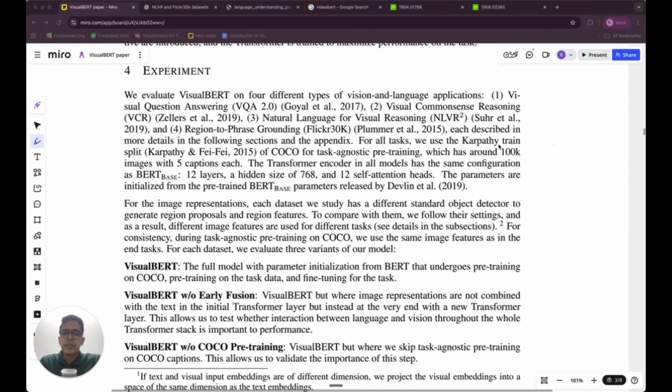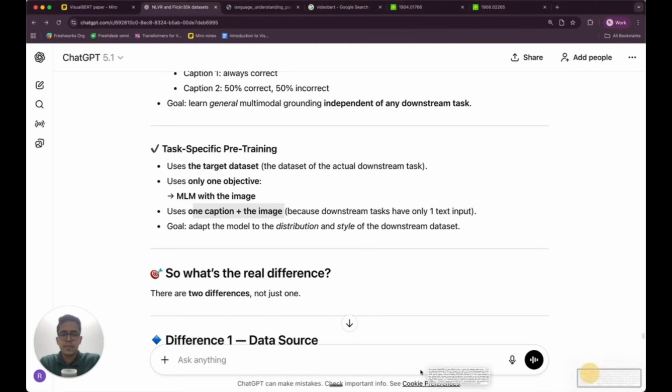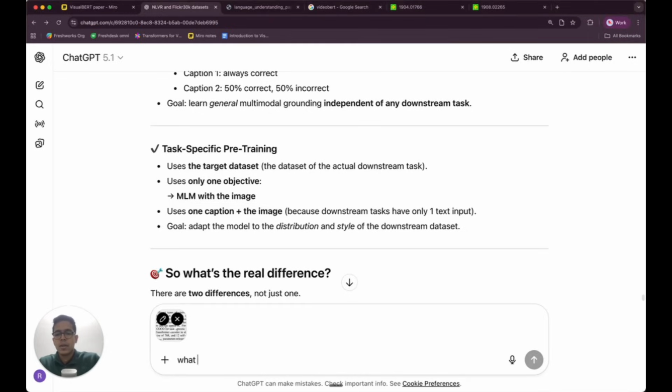For all tasks, we use the Karpathy train split of COCO for task agnostic pre-training, which has around 100K images with 5 captions each. I just want to know, what is the Karpathy train split? What is Karpathy train split mentioned here?